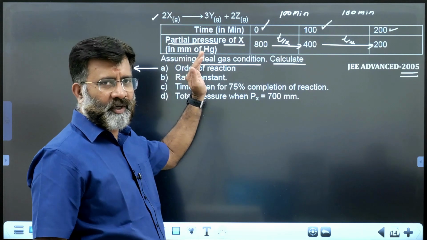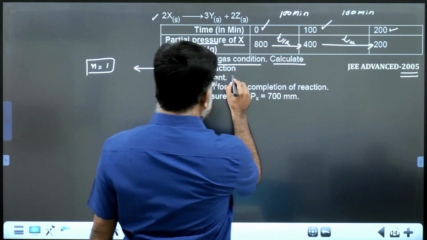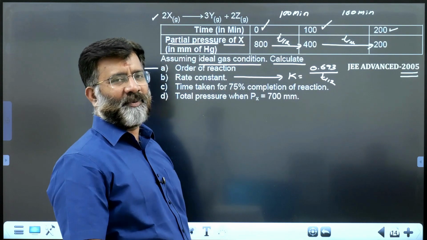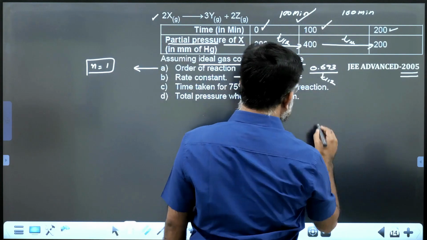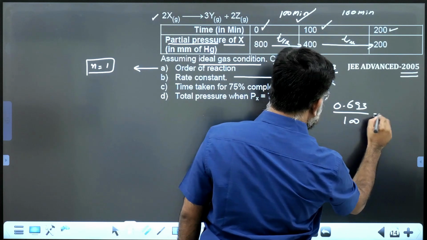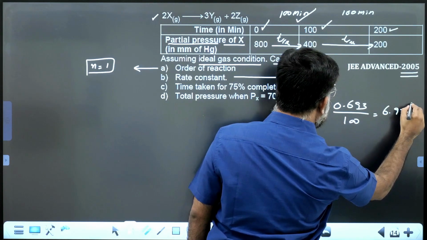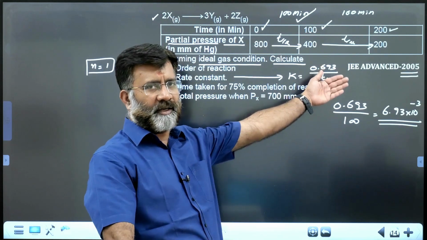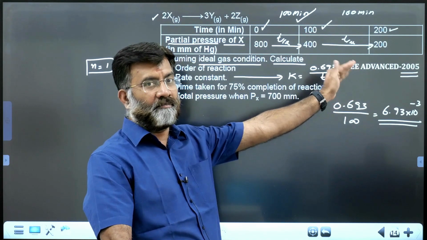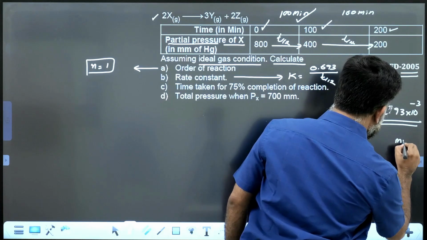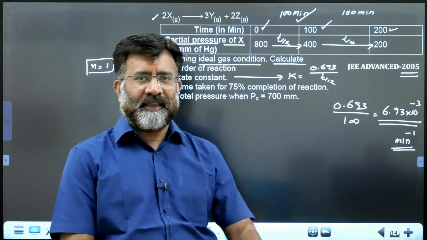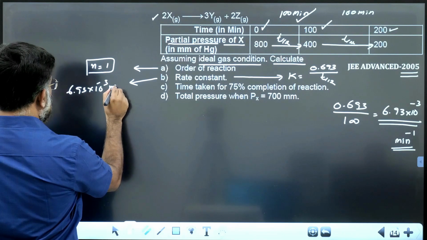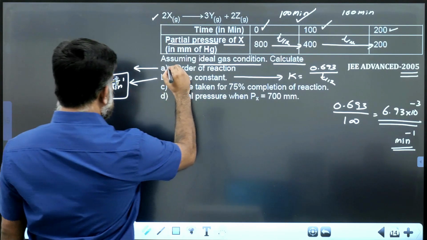Once you get the order of the reaction, we can go for finding the rate constant K. How to find K? K equals 0.693 by T half. What is T half? 100 minutes. So it is 0.693 by 100, that is 0.693 into 10 power minus 2, which is 6.93 into 10 power minus 3 per minute, minute inverse. That is the value for K. So the first one is over, the second one is over.